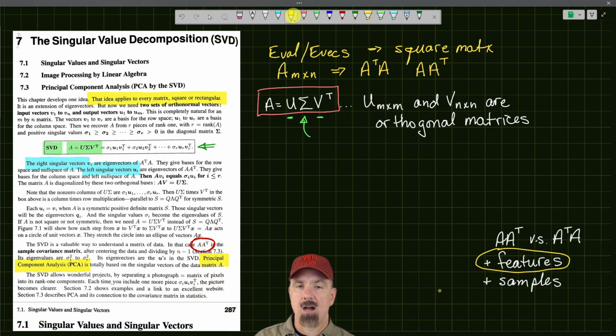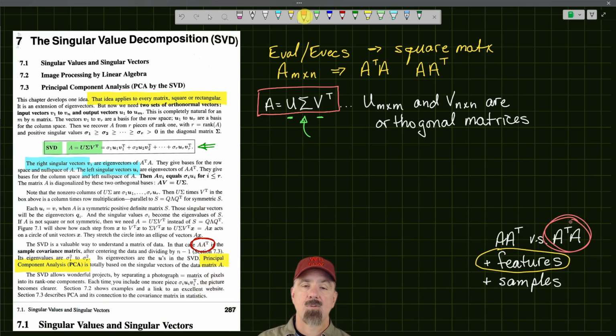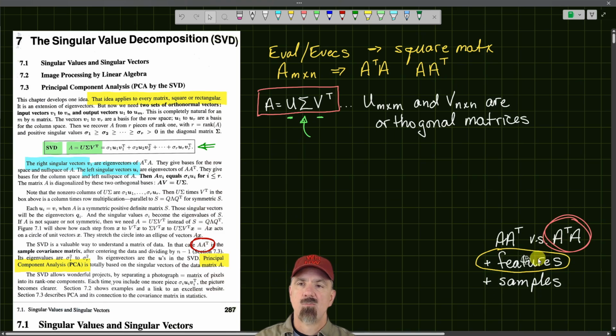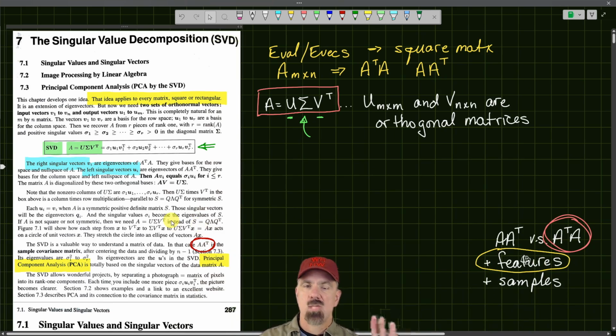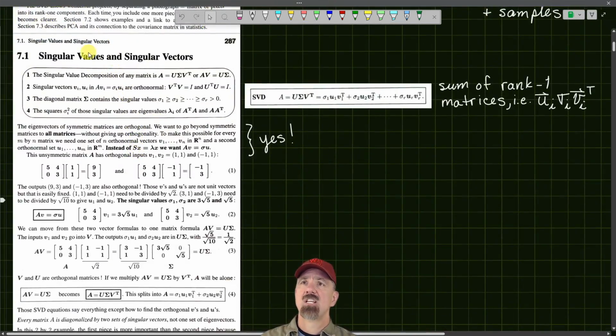Strang does it exactly the opposite, which is why he's talking about A times A transpose. Everywhere else talks about A transpose times A, and we'll see that. When we get to section 7.3, it will become clearer. I just want to let you know that's where we're headed eventually in this chapter. So let's jump right in here for singular values and singular vectors.